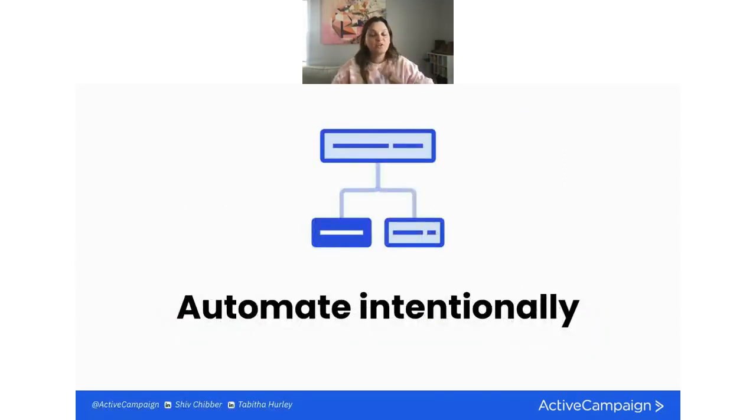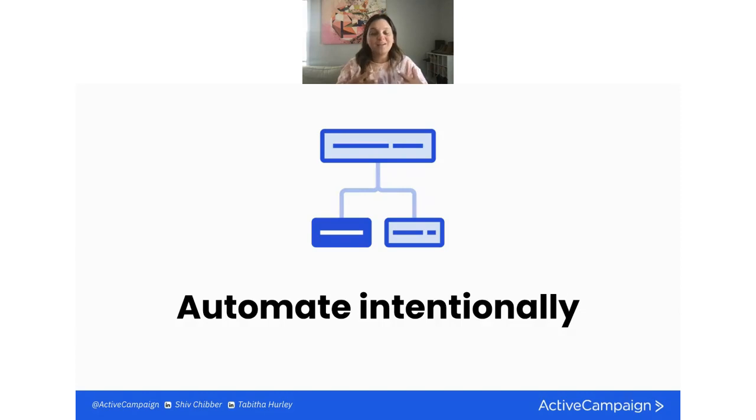Now, there are 3 things that you need to remember as you start to really think about what you're going to do with automations. And as we talked about at the beginning, process before software is extremely important. And this is exactly where that falls into place. What you want to do is automate intentionally. So start to think about those processes that you want to put your contacts through, the journeys that you want them to follow, and intentionally create automations around that.